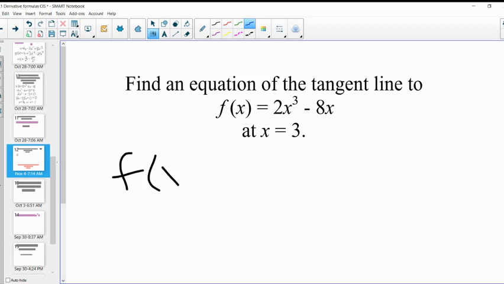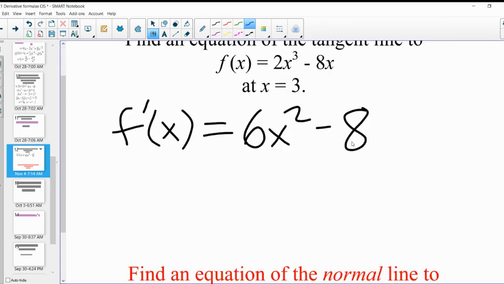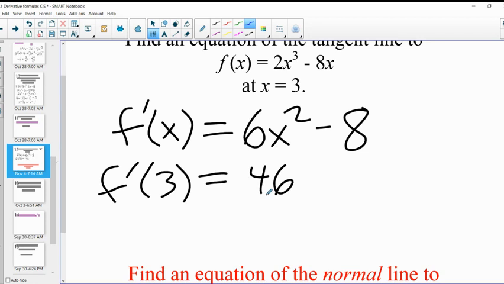The derivative of f is 2x cubed, so it'll be 2 times 3, 6x squared, minus the derivative of 8x, which is 8x to the 0, or 8. So there's my function. I need the value of the function at x equals 3, so I just plug in 3. 6 times 3 squared, 6 times 9 is 54. 54 minus 8 is 46.